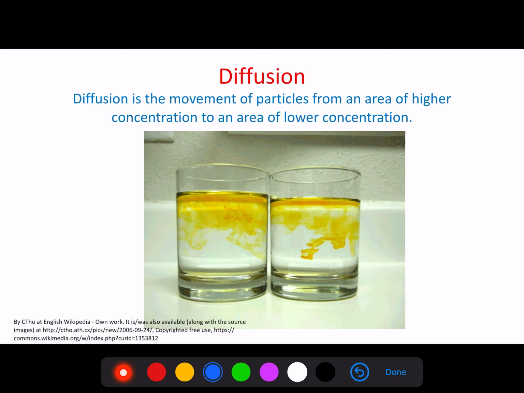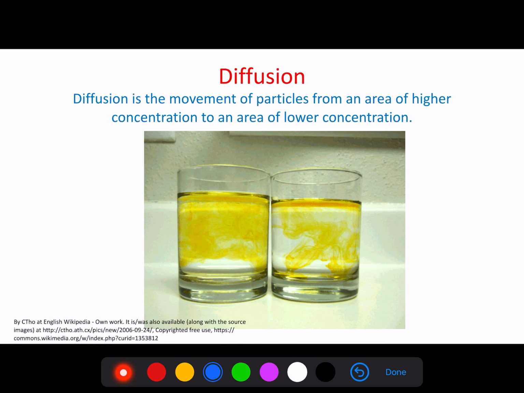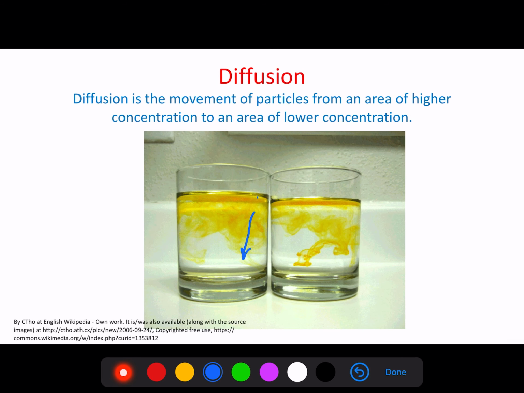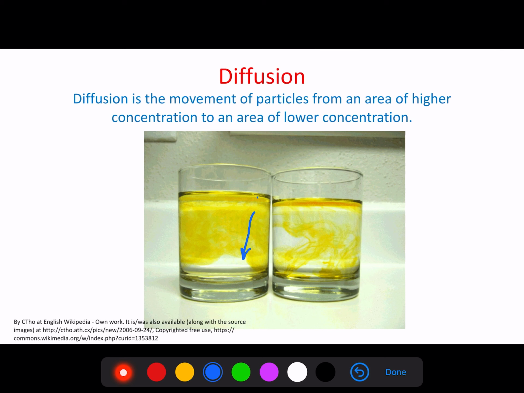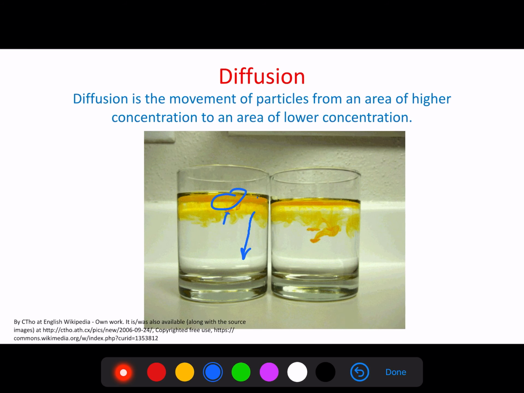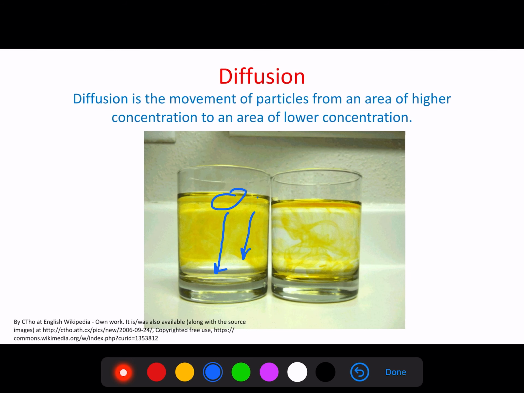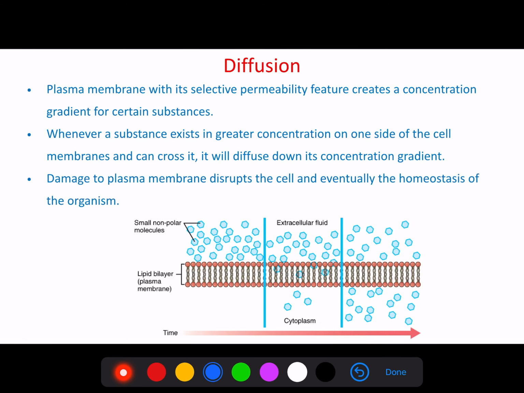So as you can see here, the dye starts at a certain point and goes all the way to fill the cup. It's moving from the area of high to the area of low concentration. This is the movement down their concentration gradient. Now in the cells, because of the plasma membrane with its selective permeability feature, it always creates a concentration gradient for several particles. And these particles will try to diffuse inside, but they need time.